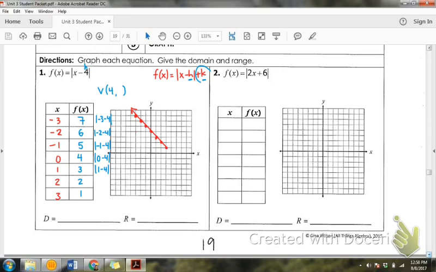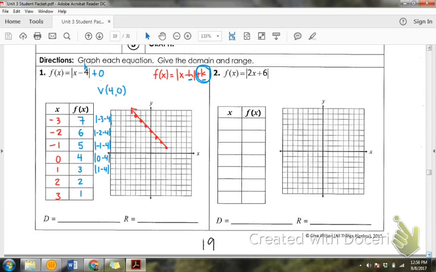Notice the k value is out here, right? What number is out here? Nothing. Don't say 1. I don't see 1 anywhere. It's nothing, and nothing as a number is 0. You could, if you wanted to, write +0. So our vertex is at the point 4, 0.